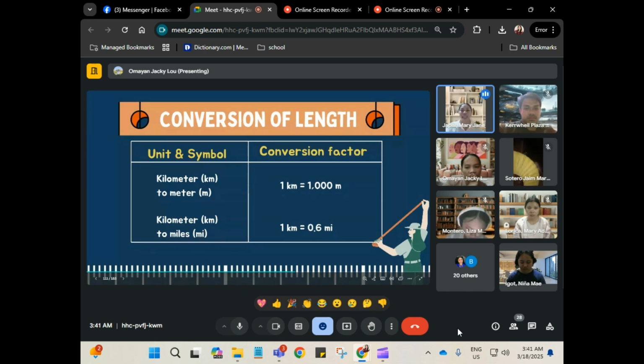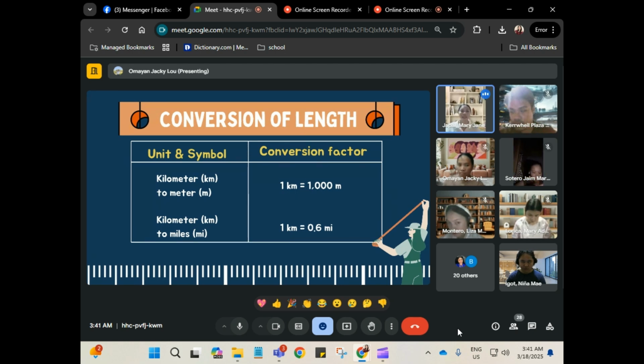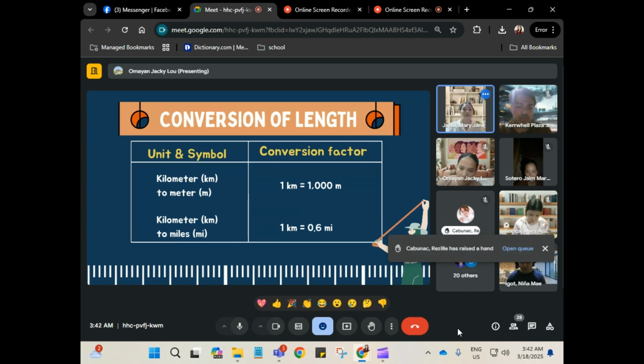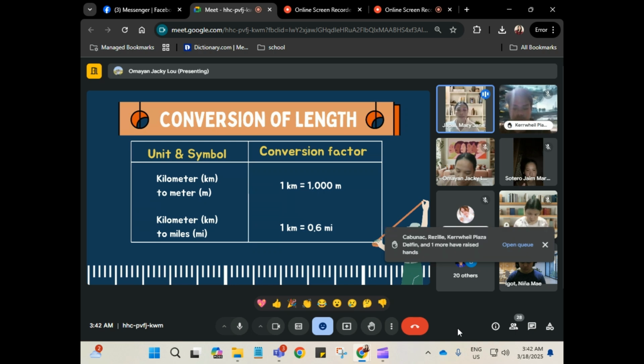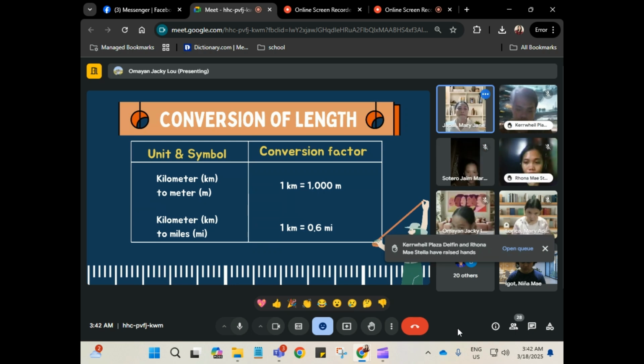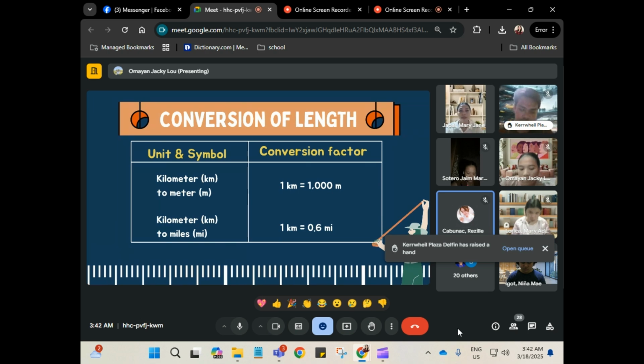So in other places, class, they use different measurements. So some countries use kilometers and meters, while others use miles and feet. Now, what is the base unit of length, class? So this was discussed by teacher Crystal last meeting. So what is the base unit for our length again, class? Yes, Kabuna. I think it's meter, teacher. Very good. So the base unit of length, class, is meter.